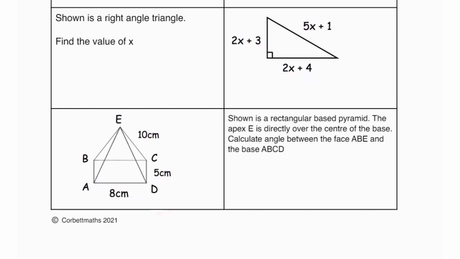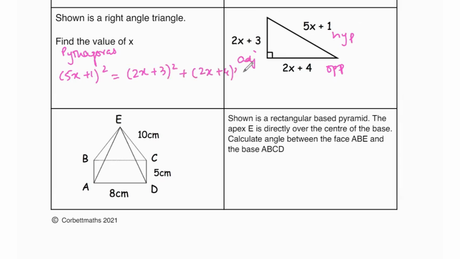That is your answer. Next question says that shown is a right angle triangle, find the value of x. So we have a right angle triangle. They haven't given us specific values for the opposite, adjacent, and hypotenuse, but they've given us expressions. So we can easily apply Pythagoras and say that (5x + 1) whole squared, which is the hypotenuse, equals (2x + 3) whole squared plus (2x + 4) whole squared.